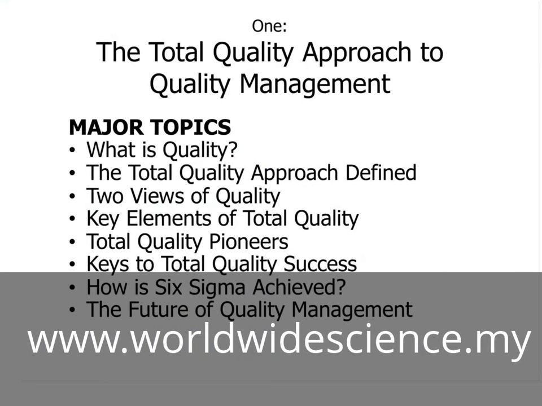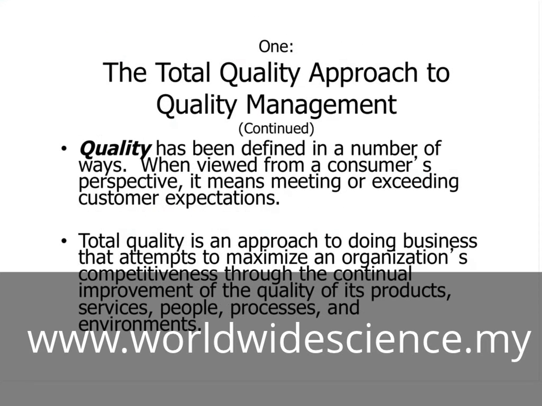So the total quality approach for quality management. We've been talking about service quality, some issues. Now we want to focus a bit more on total quality. So the topic is what is quality, total quality approach, the definition, two views of quality, key elements of total quality, the total quality pioneers, keys to total quality success, how Six Sigma is achieved, and the future of quality management. So these are some of the factors discussed in this class.